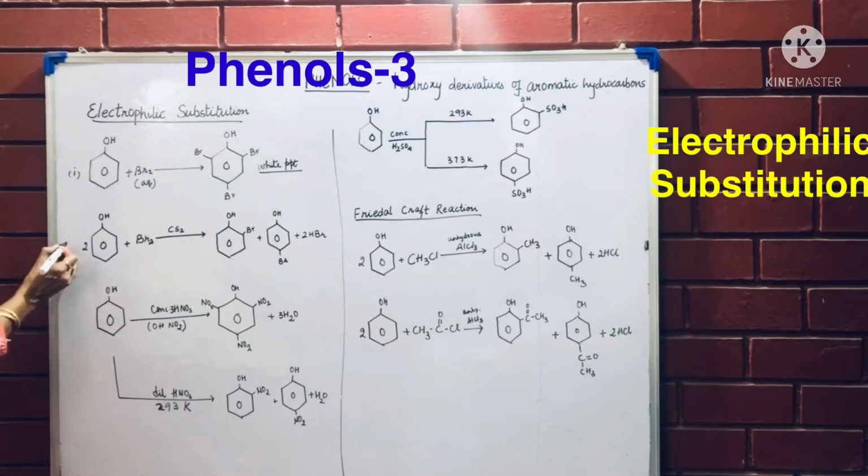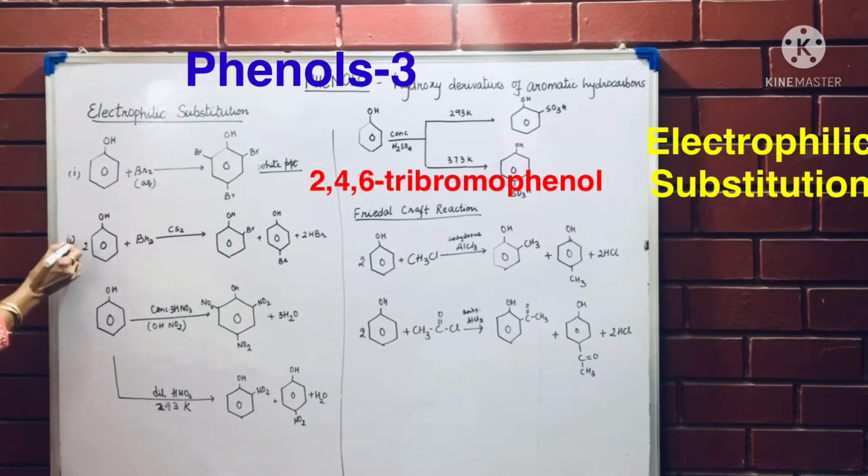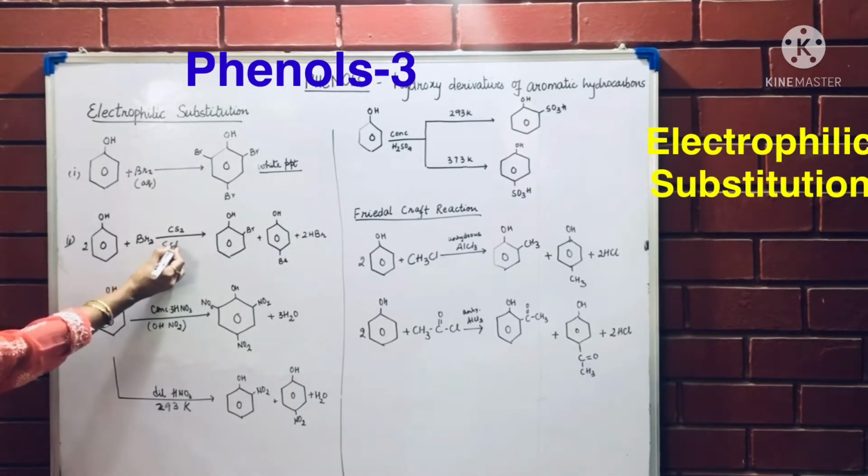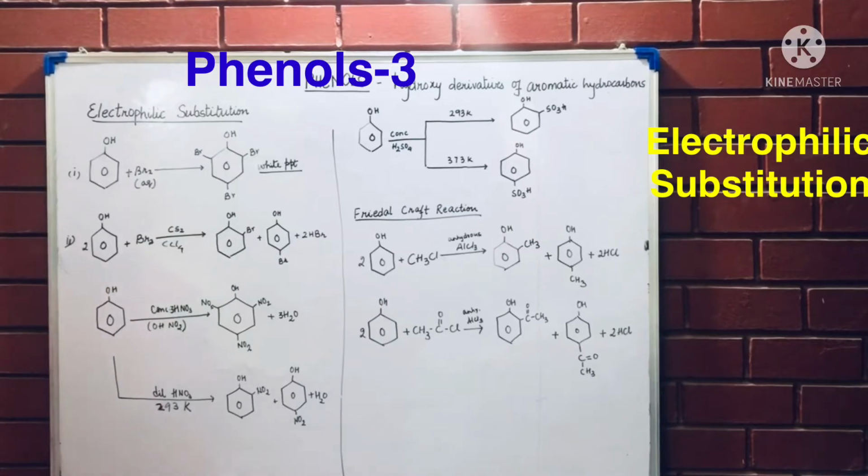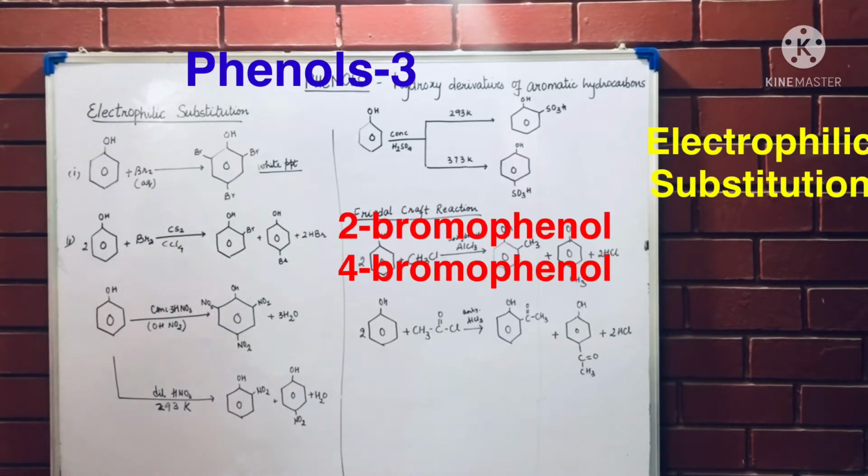tribromophenol. But if an inert solvent is used, which is carbon disulfide, or it can be CCl4, in that case one ortho product, one para product is formed. So two situations you have to see properly.